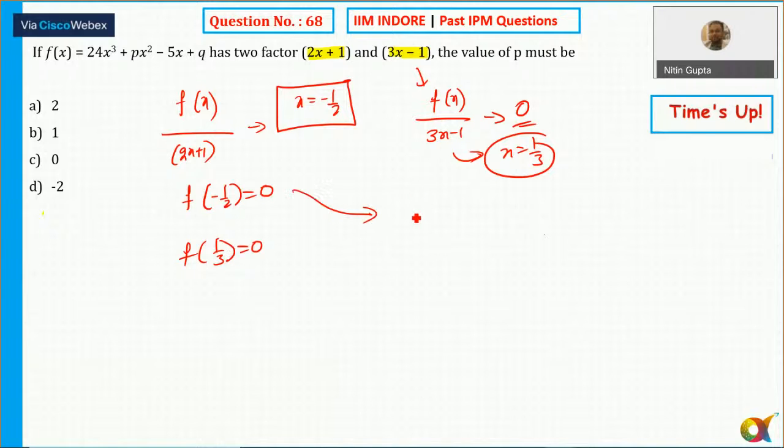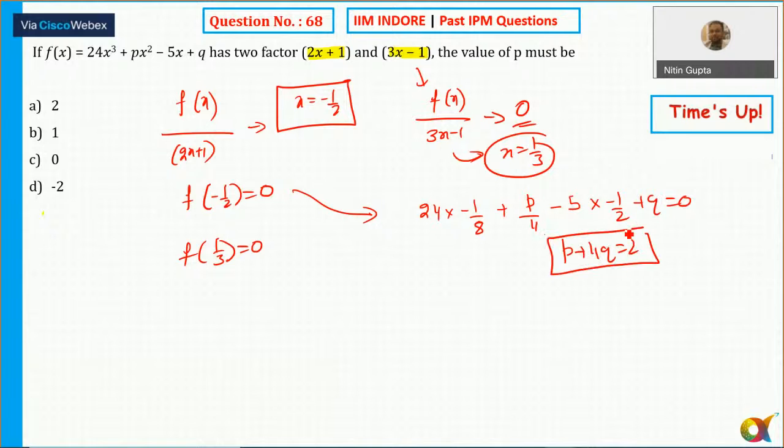x equal to minus 1 by 2. So I'll get 24 into minus 1 by 2 whole cube, that is minus 1 by 8, plus px square. So 1 by 2 whole square, that is p by 4, minus 5x. So minus 5 into x, x is equal to minus 1 by 2, and plus q is equal to 0. Now simplify this equation. If you simplify this equation, you'll get the value that P plus 4Q is equal to 2. Okay, I'm writing it directly.